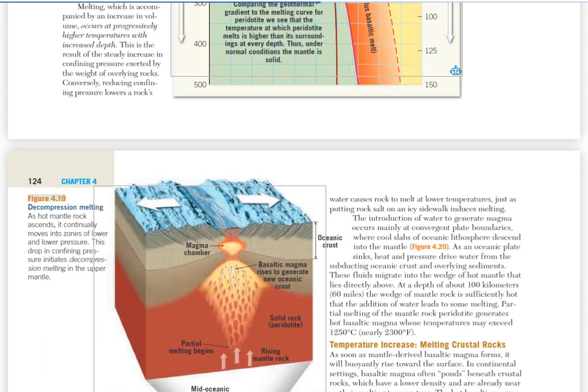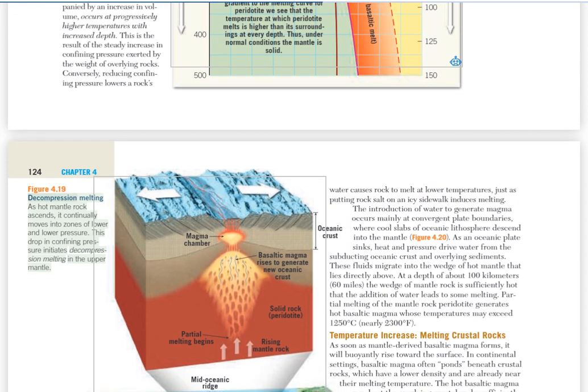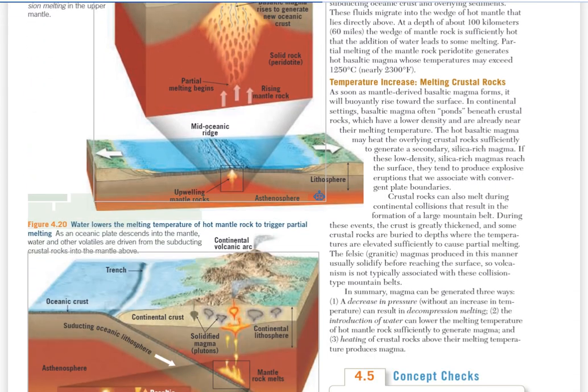Figure 4.19. Decompression melting. As hot mantle rock ascends, it continually moves into zones of lower and lower pressure. This drop in confining pressure initiates decompression melting in the upper mantle. Figure 4.20. Water lowers the melting temperature of hot mantle rock to trigger partial melting. As an oceanic plate descends into the mantle, water and other volatiles are driven from the subducting crustal rocks into the mantle above.